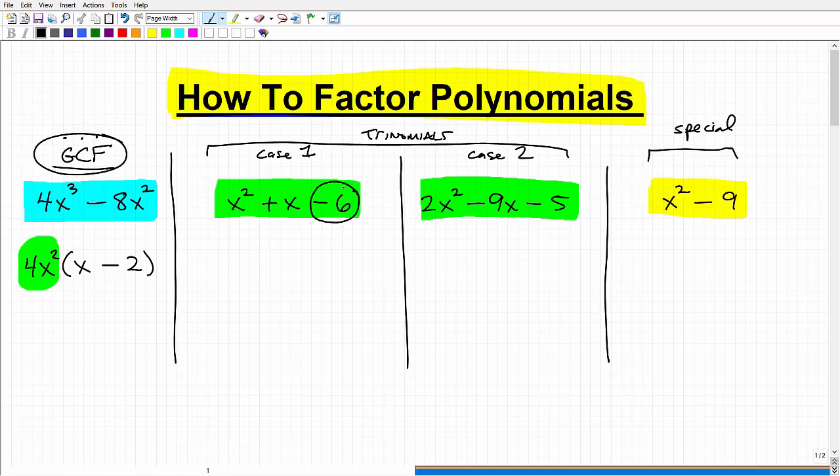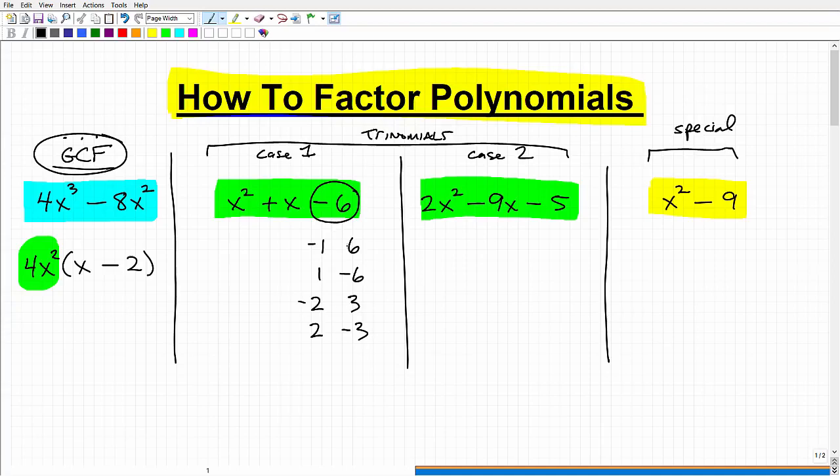That's -6. One way I like to start students off in factoring case 1s is to write out all the factors of -6. So here's how you do it. -6 you can write as -1 times 6, which gives you -6, 1 times -6, which gives you -6, 2 times -3, and -2 times 3. These are all the different ways you can write the factors of -6. When you multiply these pairs together, you get -6.